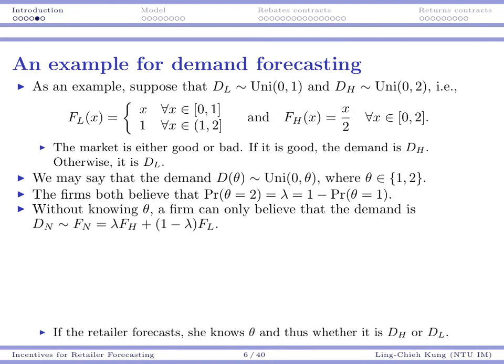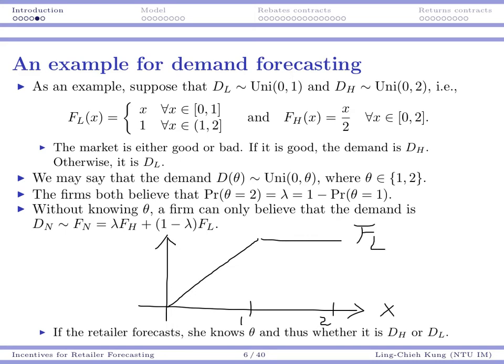So to give you more concrete ideas, let me provide a very simple example. Suppose we know that according to our past experience, if tomorrow is a rainy day, demand would be uniform between 0 and 1. If tomorrow is a sunny day, it will become uniform between 0 and 2. That means they have their CDF like this. So let me try to draw it. This is 1, this is 2, and for F_L, it's something like this. Okay, this is F_L. And then for F_H, it's something like this.